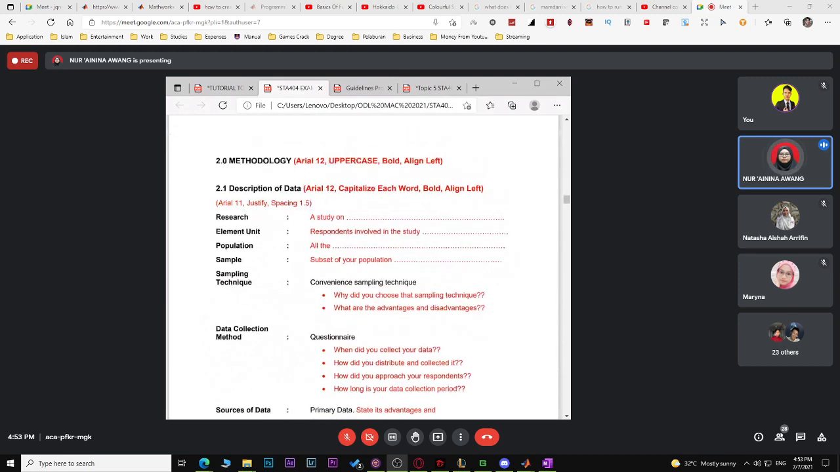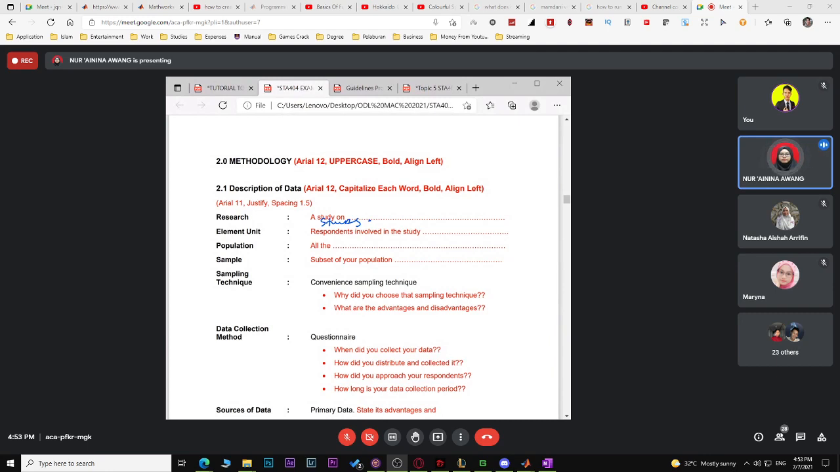And then for your methodology, okay, so untuk research ni tulislah study on apa, you punya tajuk. And then for element unit, so siapa yang involved dekat you punya study. So kalau you buat students in your ITM, so you just cakap students. Okay, itu je lah. Okay, and then your population, so follow lah kalau you buat in the FSKM, so you cakap all the students in FSKM. Kalau you based on the UiTM, so all the students in UiTM Shah Alam macam tu.